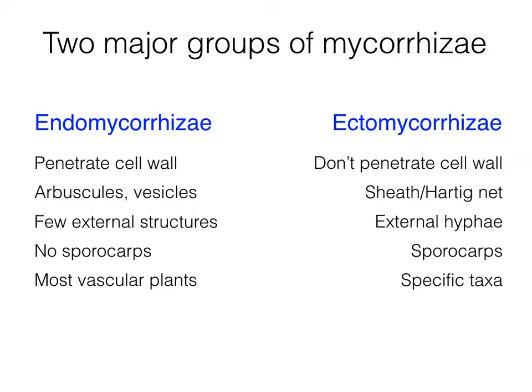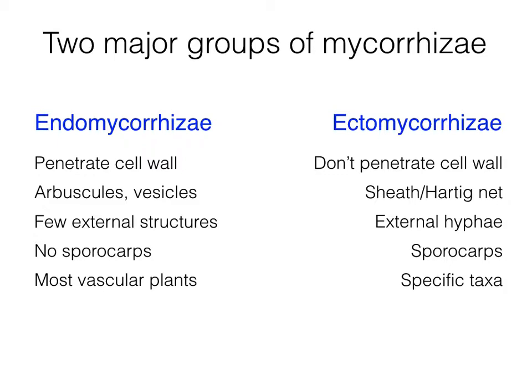Arbuscules are where the nutrient exchange occurs. Vesicles are sort of storage structures. By contrast, in the ectomycorrhizae, when the hyphae penetrate the roots and grow in between the cortical cells, they form what's called a Hartig net, or a kind of a network of hyphae in between the cortical cells.